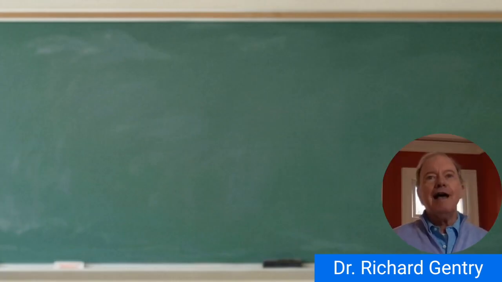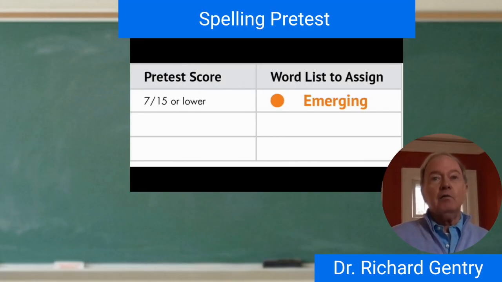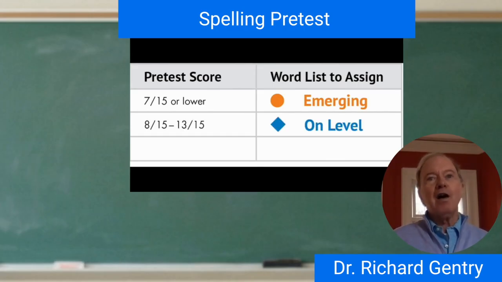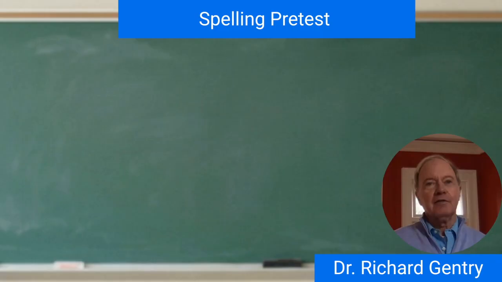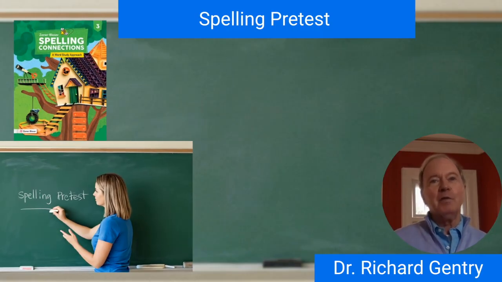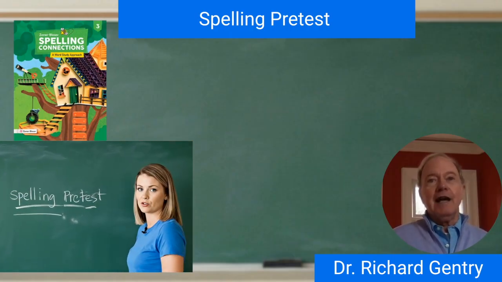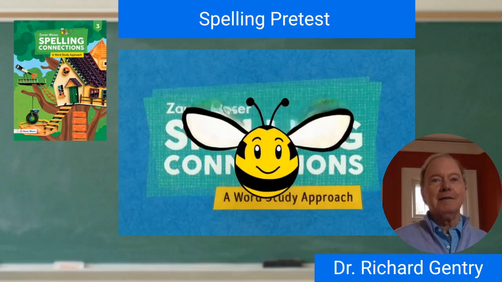Today, let's focus on how to do a spelling pretest for the week. The spelling pretest results will allow the teacher to assess the student's level as either emerging, on level, or challenge. The teacher will then assign an appropriate word list matching each student's level. We will go inside a third grade class where, with the help of our guest teacher, we will demonstrate a weekly lesson from the third grade text of Spelling Connections, a word study approach.